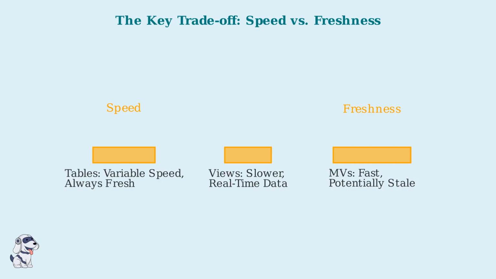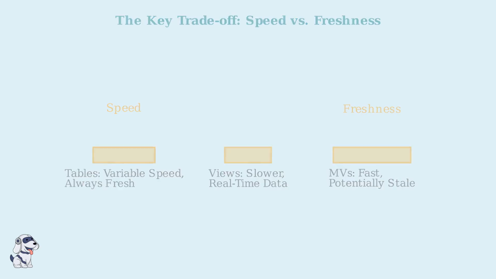Tables offer the freshest data but with variable performance, fast for simple queries, slower for complex ones. Views provide real-time data access, but can be slower due to on-the-fly computation. Materialized views deliver the fastest query times for complex operations, but may contain slightly out-of-date data until refreshed. Choosing the right option depends on whether your use case prioritizes immediate data accuracy or rapid query performance.